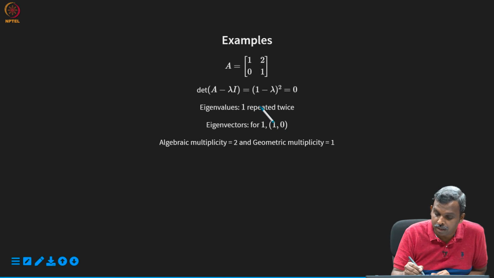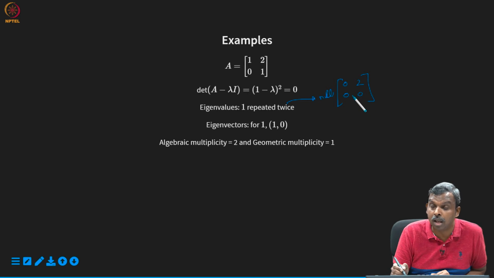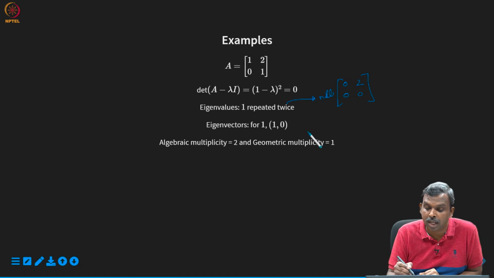I need to find the null space for this matrix, which is 0 2 0 0. Now rank is 1 here, so nullity is only 1, so you will only get one linearly independent basis vector for the eigenspace. So in this null space of 0 2 0 0 you only get one vector, right. So the geometric multiplicity becomes 1.